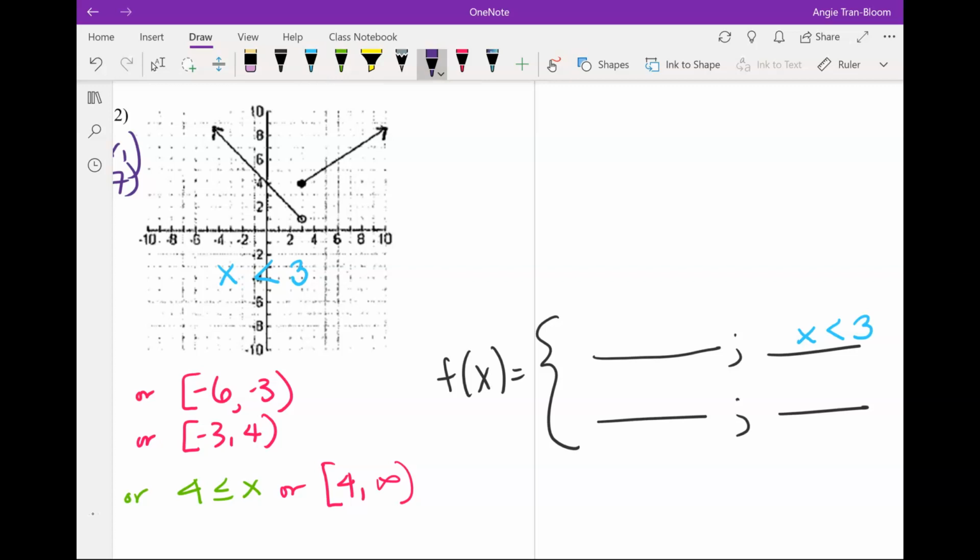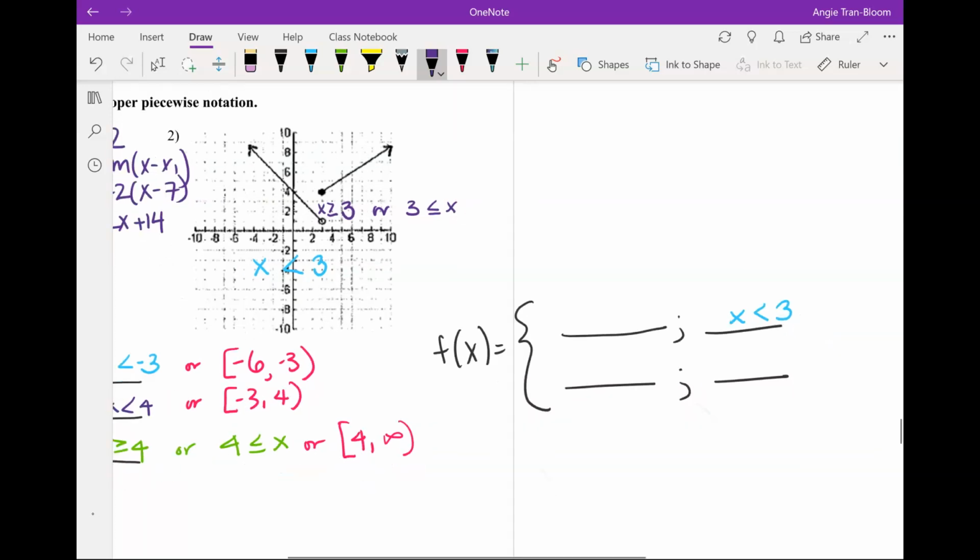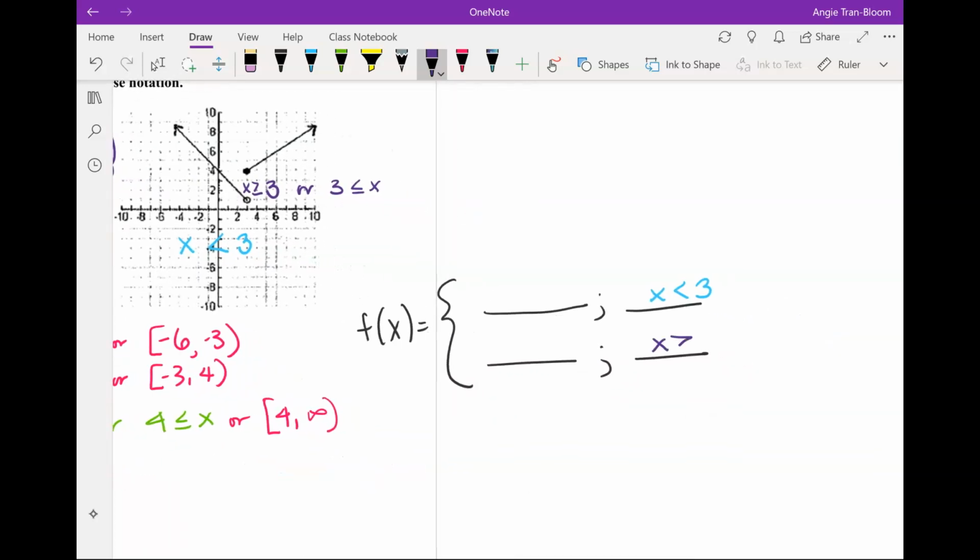Open dot. Above it, segment or ray? Ray, where does it begin? Also at 3. But is x bigger than that or smaller than that? Bigger. So would you agree that you can technically write it this way, or you can do it here, but what happens? You flip it. Yep, x is bigger. So either way, I will totally accept.